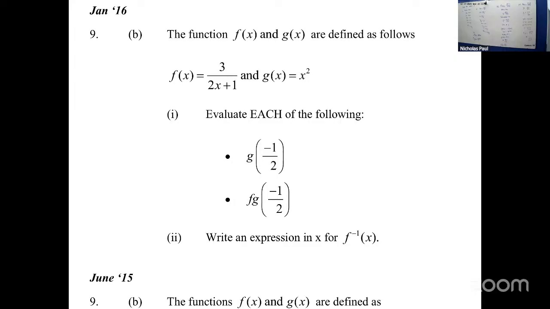Tanisha has a little mistake. Okay. All right, try this next one.